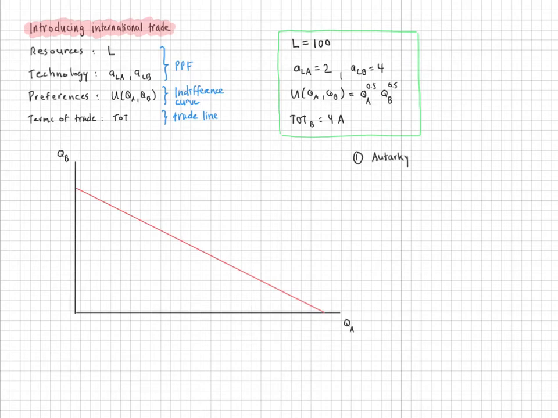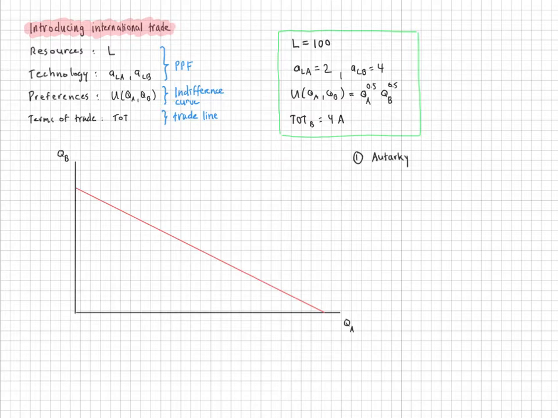Hello, in this video I want to introduce international trade. So what we have here is a particular country, and that country has some resources, L, technology as exemplified by the unit labor requirement, which will give us this PPF, and then there are some preferences within this country, which is just given by this utility function, and we could draw that as an indifference curve.